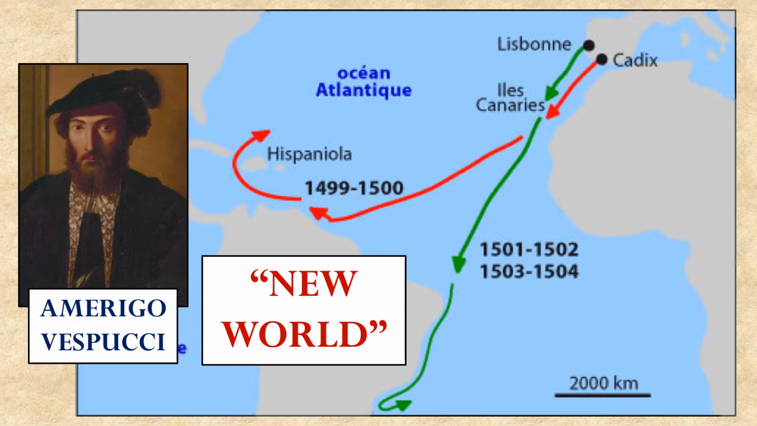Well, as a result, a map maker who was trying to draw a map of these new lands that had been found ended up naming them after Amerigo Vespucci, who had identified them as new continents. And then that name stuck. That's why the Americas are called the Americas today, after Amerigo Vespucci.